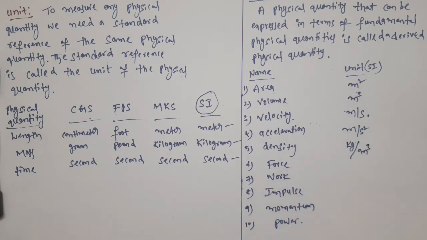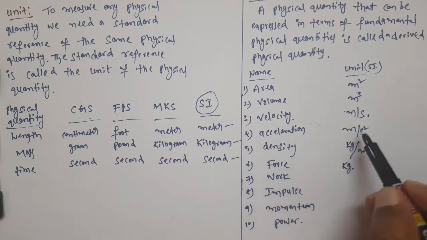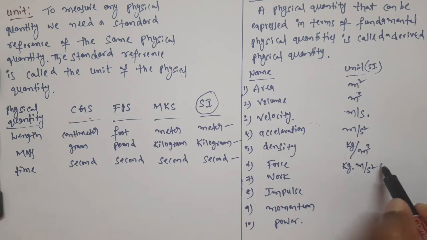And force, how do we define force? It is the product of mass and acceleration. What is the unit of mass? Kg. And what is the unit of acceleration? Meter per second square. So kg meter per second square. This is also called Newton, and we use capital N.